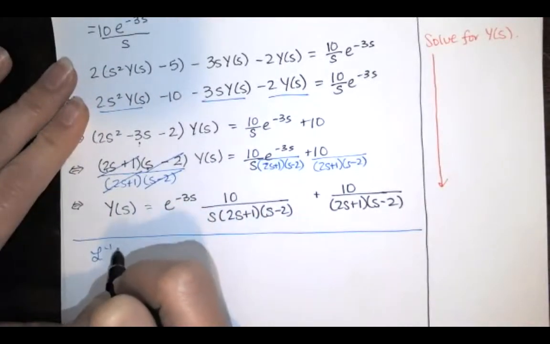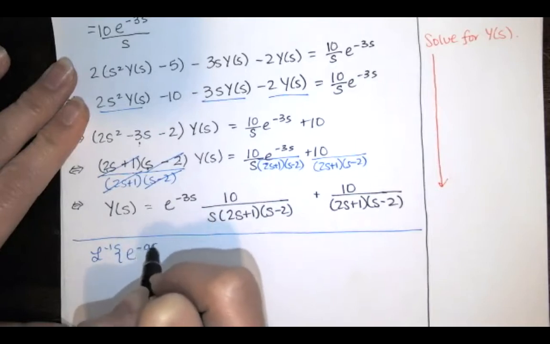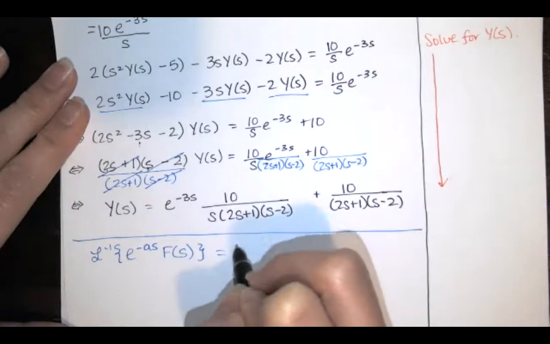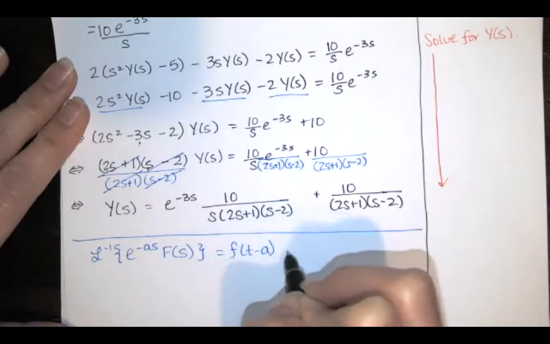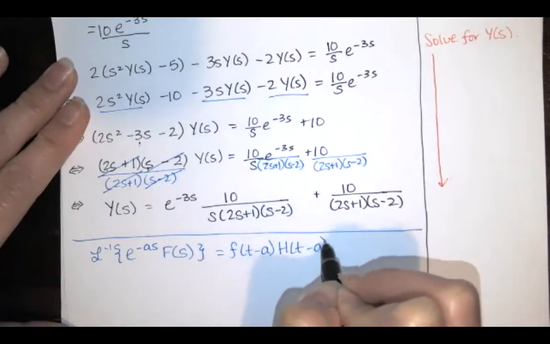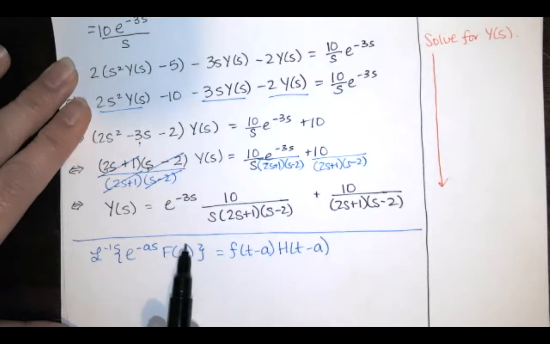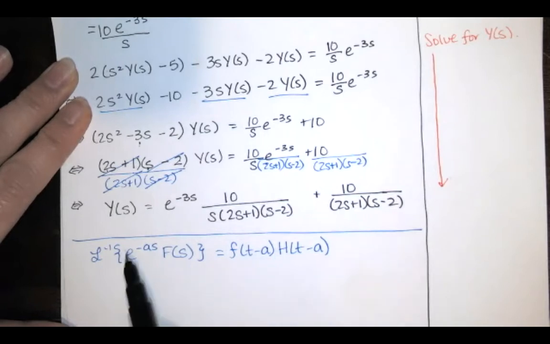The inverse transformation of e to the negative as times F of s is f of t minus a times h of t minus a. Now remember, f of t minus a is the inverse transform of F of s, that's going to be f of t, but then the t is replaced by t minus a. And this e to the negative as tells me we're going to multiply by a Heaviside function.